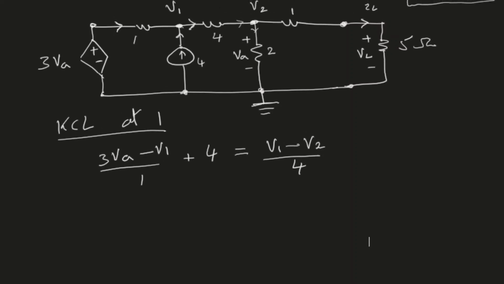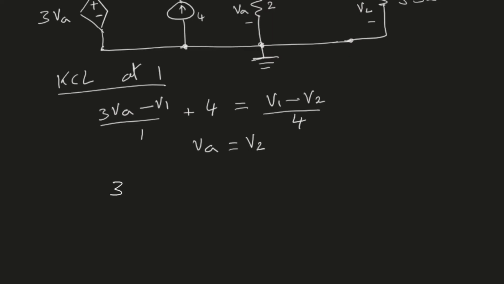We do not want any other unknowns. However, I have this unknown VA. And looking at the circuit, VA is equal to V2. You see, V2 is the voltage from here to here. That's the voltage drop, V2, and VA is the same. It is from the same point to the ground. So therefore, VA is equal to V2.